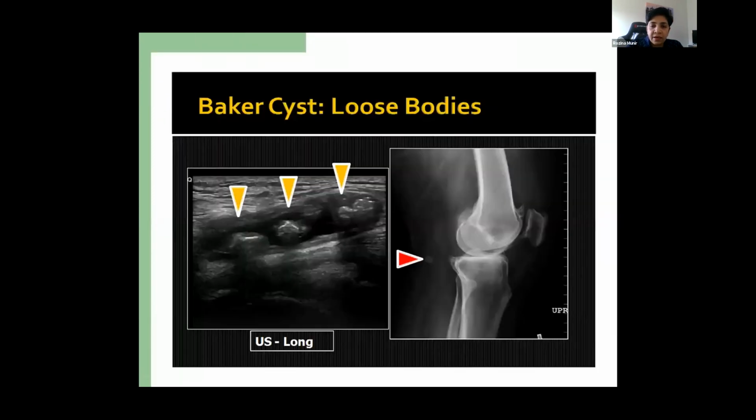This is again the comparison between the X-ray and the ultrasound image. On the X-ray, it is found that there's a small calcified part over here. When the ultrasound is performed, we see a Baker's cyst, and there are internal echoes, which are the calcified echoes inside this cystic portion.